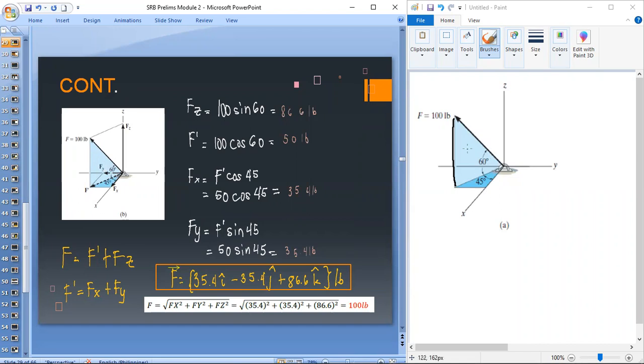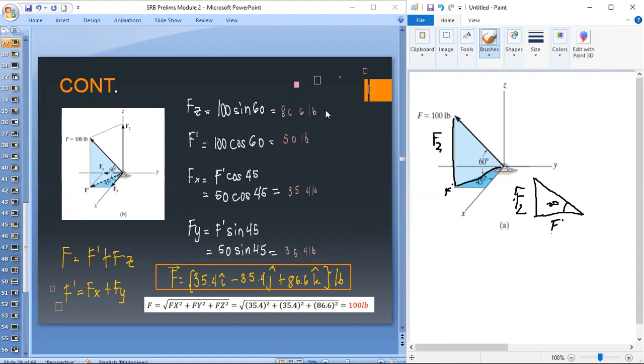Why did it become 100 sine 60? Because this is your Fz, and the 60 is opposite it. Imagine the axes like this, and this is your F prime. Sine is the opposite side, so input it in the calculator: 86.6.